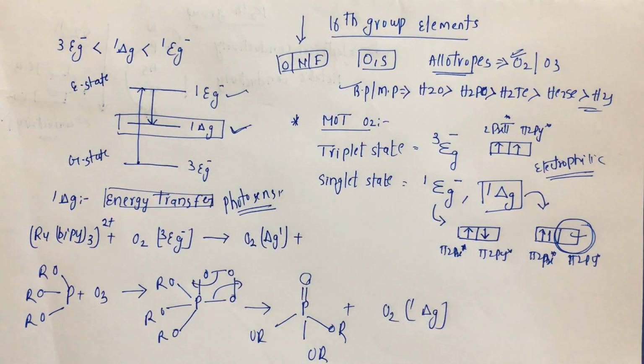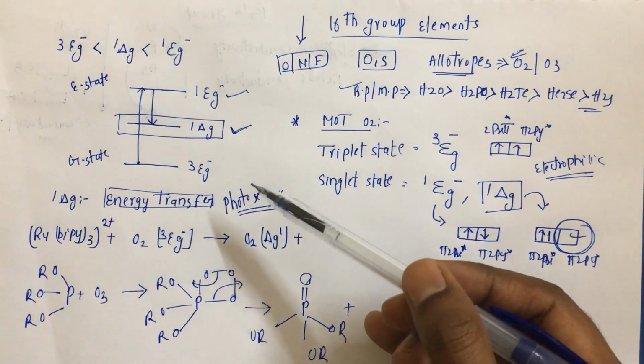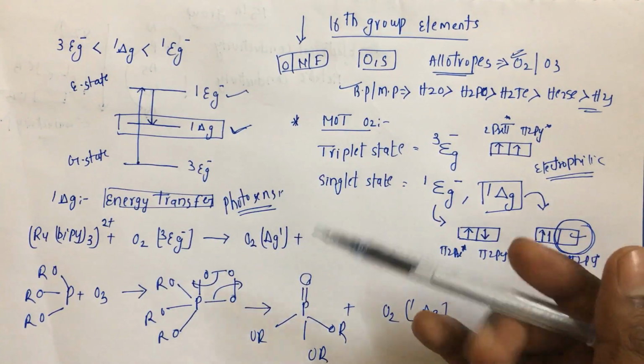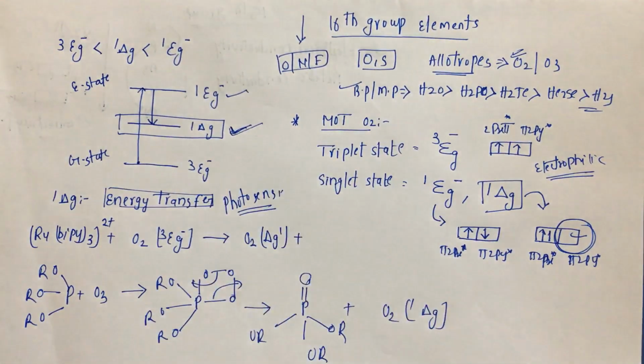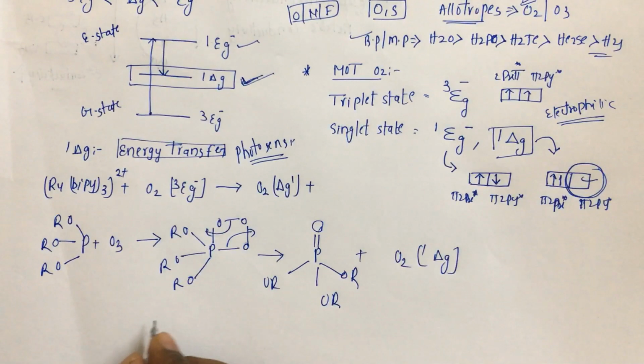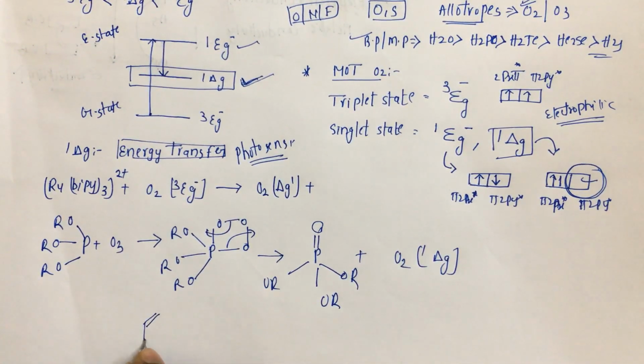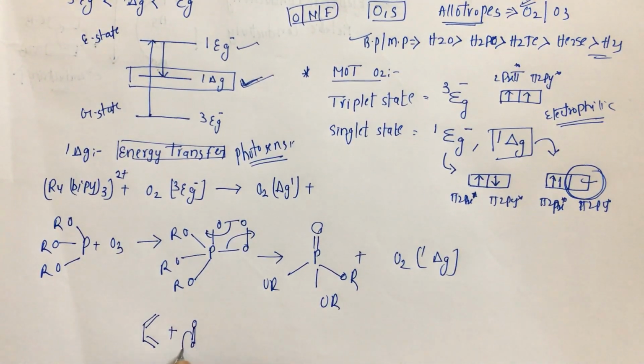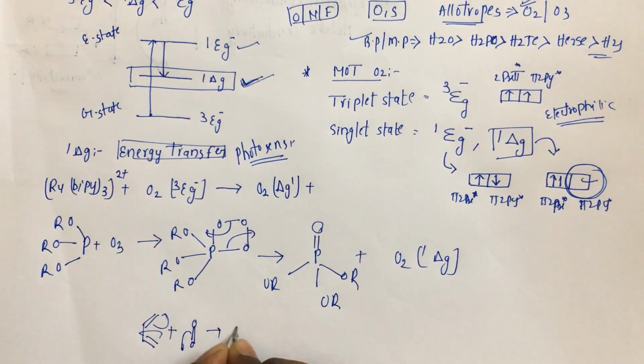So why I am explaining this is that in an examination they may ask for which state most of the reactions take place in case of oxygen, and at that time we have to choose this option. This singlet oxygen can also be involved in the Diels-Alder reaction, like this. So here we get this compound.